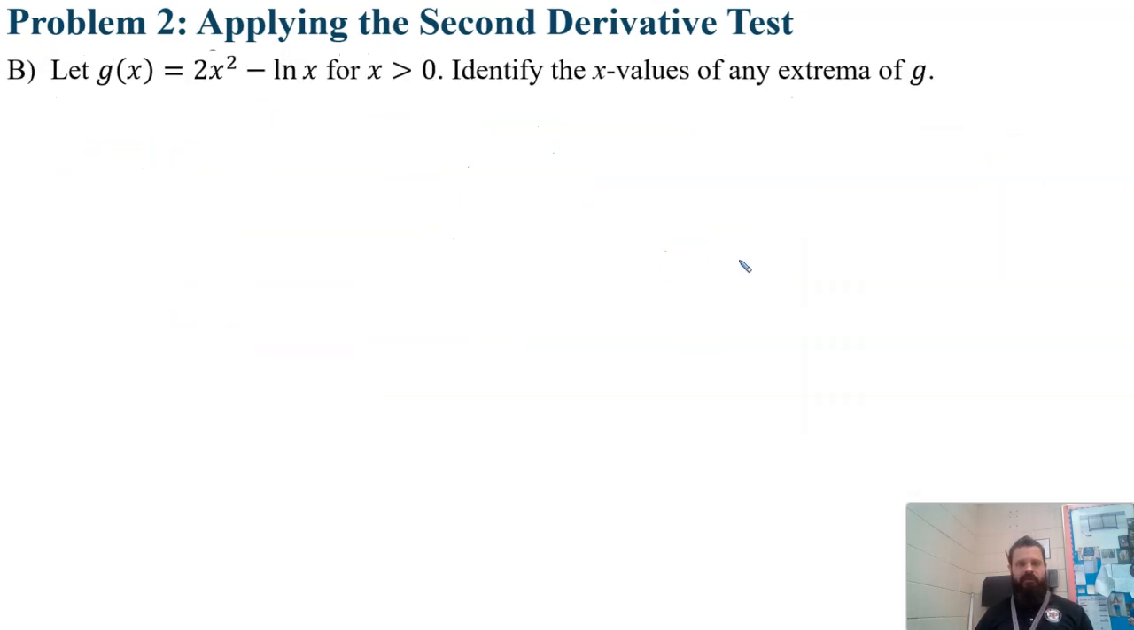All right, let's take a look at a few additional examples. Polynomials are nice to kind of get things going, get some nice pictures, but let's look at some uglier stuff here. Same idea, let g of x equals 2x squared minus ln x for x greater than 0. We want to find the extrema, okay, using that second derivative test. So first step, find the critical points.